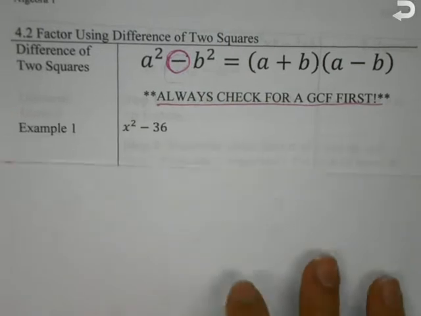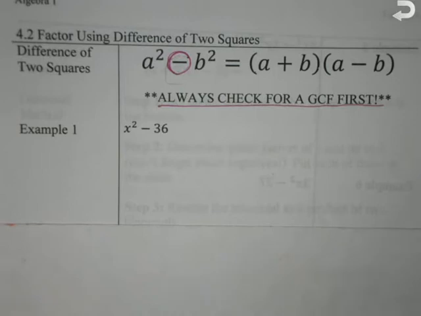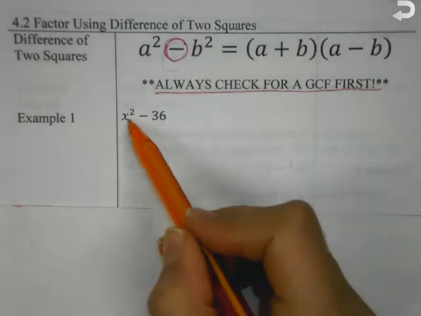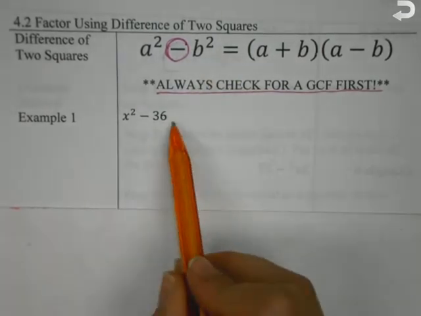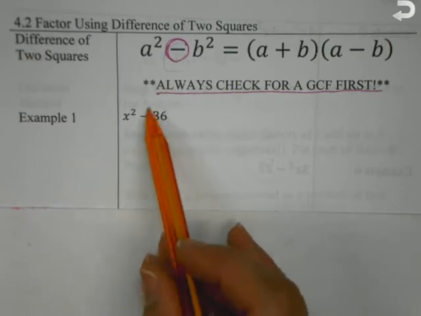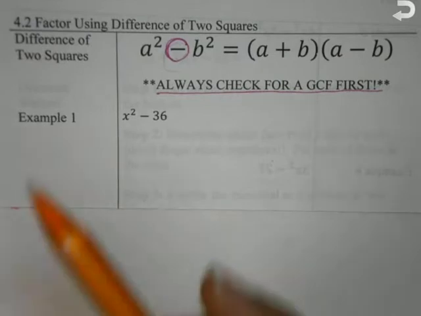So let's look at example 1. X squared minus 36. Our instructions here are to factor. So every time my instructions are to factor, the first thing I always want to look for is a GCF. X squared minus 36. It doesn't look like there's anything in common. Can you guys think of anything in common between those two numbers? No. This is only x's and this is only numbers. There's nothing in common there. So there's no GCF. So then I'm thinking, okay, this looks like a difference of two squares.